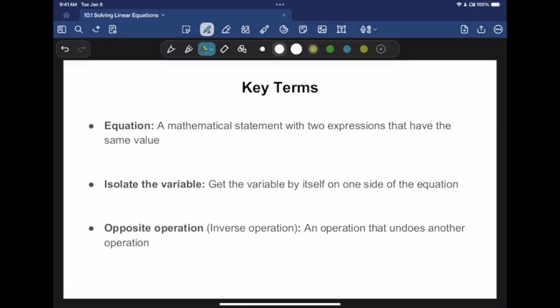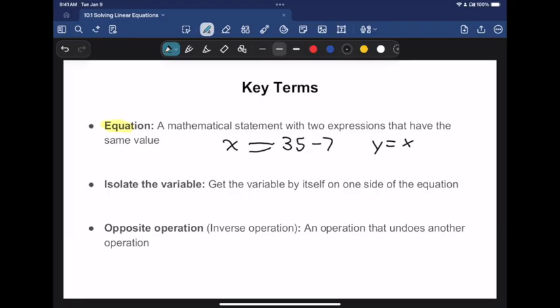The first term is equation, a mathematical statement with two expressions that have the same value. How I like to remember this is I look here and this is EQUA. That's almost like equal, so that's a hint that an equation has an equal sign in it. If there's an equal sign, it's an equation. Something like this is an equation. Even something like y equals x is also an equation, because we have an equal sign.